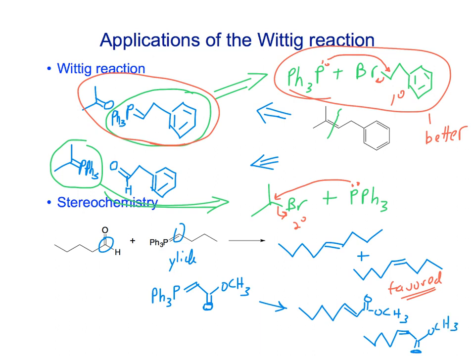But in this case, it's the trans that's favored. Okay, so the difference here is that the ylide that I drew at the bottom is what we call a stabilized ylide. And so why would it be stabilized? Can you see anything about the structure that would stabilize it?